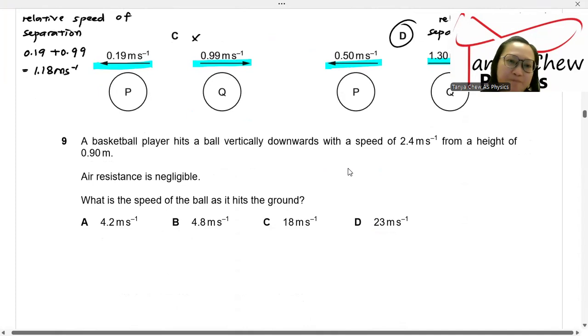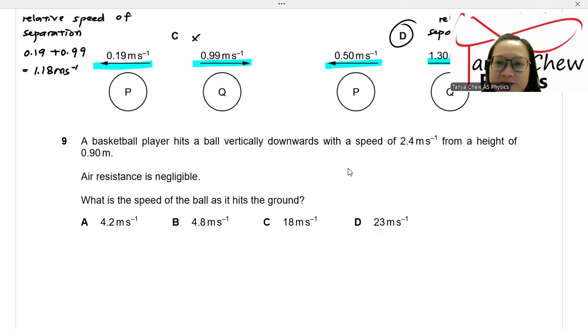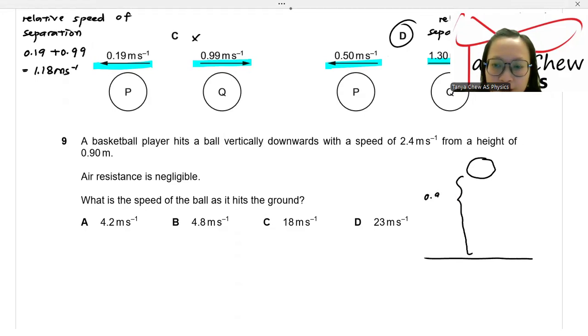Now, number 9. A basketball player hits the ball vertically downwards with a speed of 2.4 meter per second from a height of 0.9 meter. Air resistance is negligible. This is good news. I'm going to draw the whole situation right here. So this is a basketball, and the height is 0.9 meter, going downwards with 2.4 meter per second. What is the speed of the ball hitting the ground?